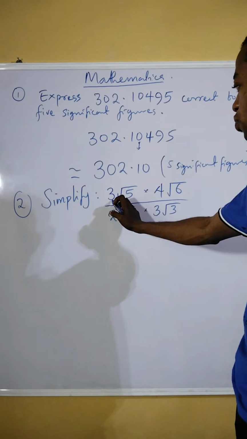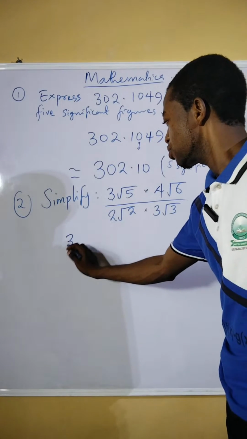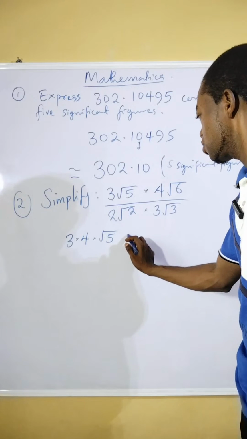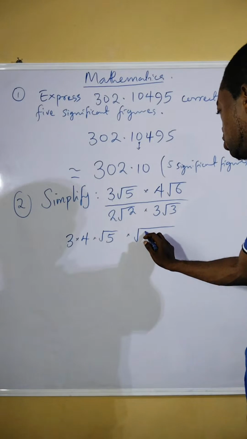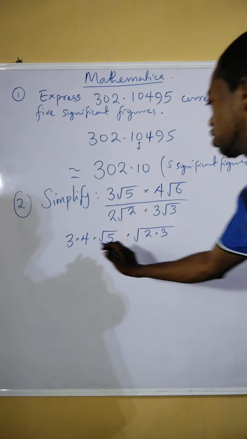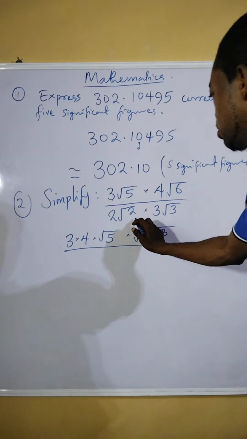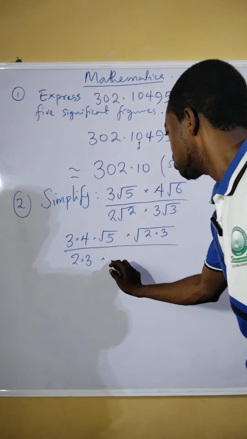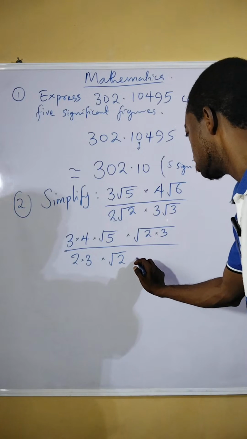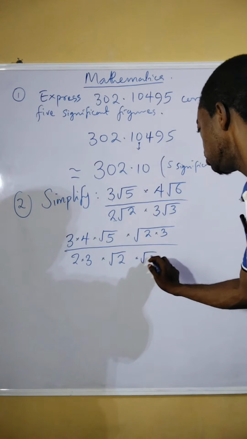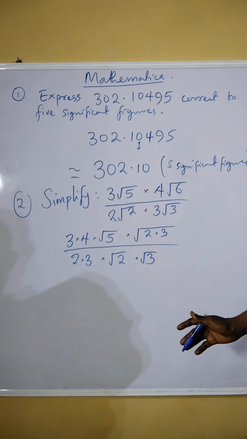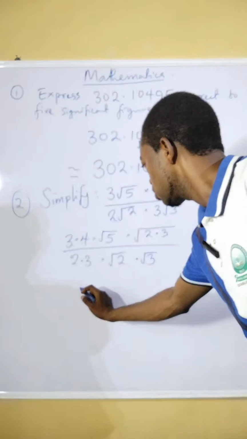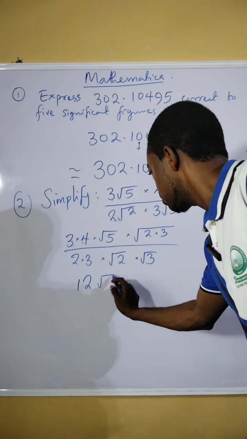Since this is multiplication, we can multiply 3 times 4. We have 3 times 4, times root 5 times root 6. We can separate root 6 as root 2 times root 3. Then over here, also we have 2 times 3, then times root 2 times root 3. Then when we continue, here we have 3 times 4, that's 12, root 5.